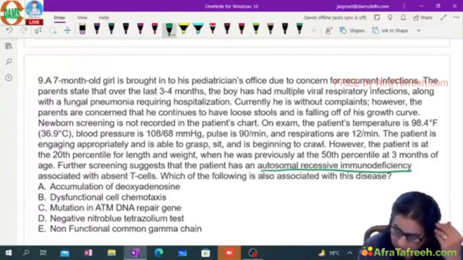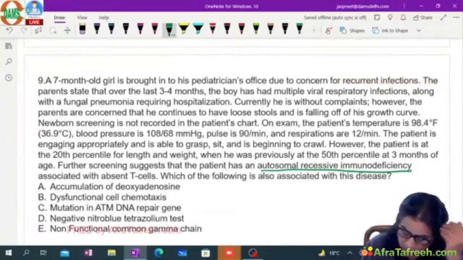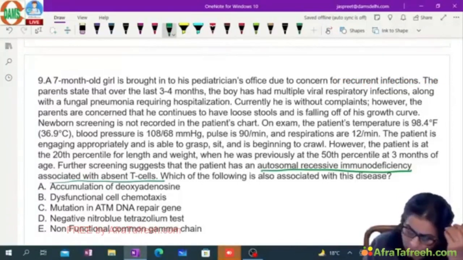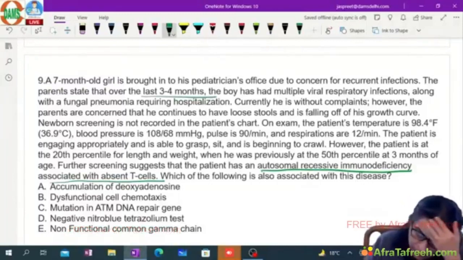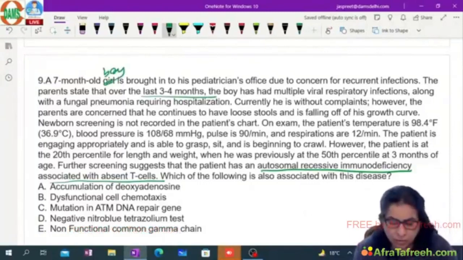Okay, last two points. Further screening suggests that the patient has an autosomal recessive immunodeficiency associated with absent T cells. And you know that there is failure to thrive over the last 3 to 4 months. So it's a 7-month-old boy. Okay, boy or girl won't matter here. Yes, very good, Sridevi. This is a kid.